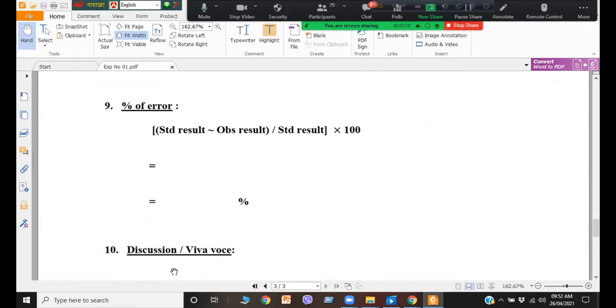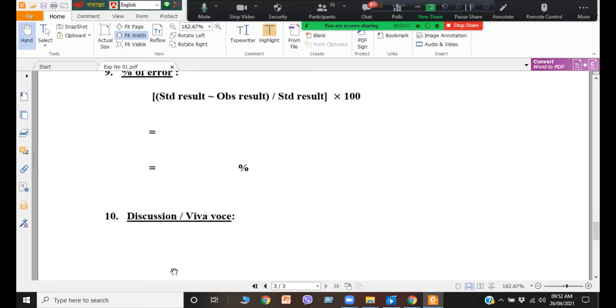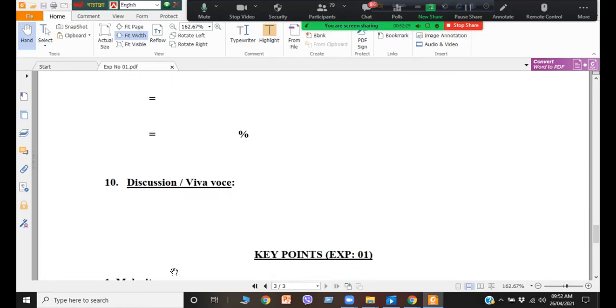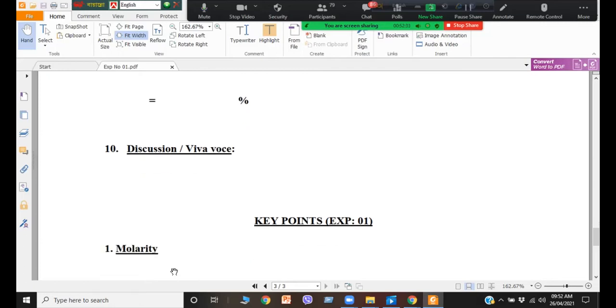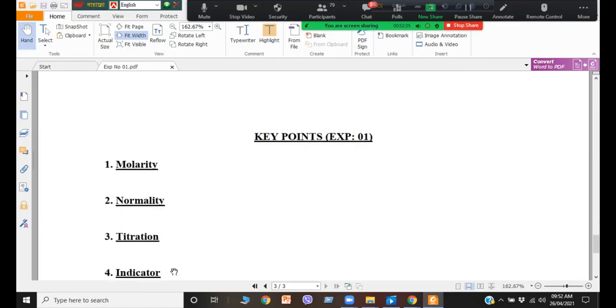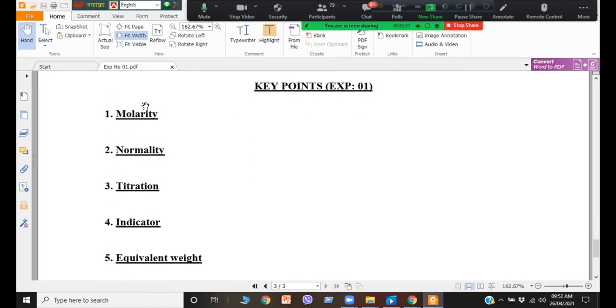If you get some error, then you have to explain in the discussion part what types of error are actually happening. Since you are not doing the experiment, you cannot predict the error, but you can just imagine what types of error are occurring. So you just write down that maybe it has happened. So you should just discuss it. And this is the key point. You have to write down the key point at the end of your lab report.